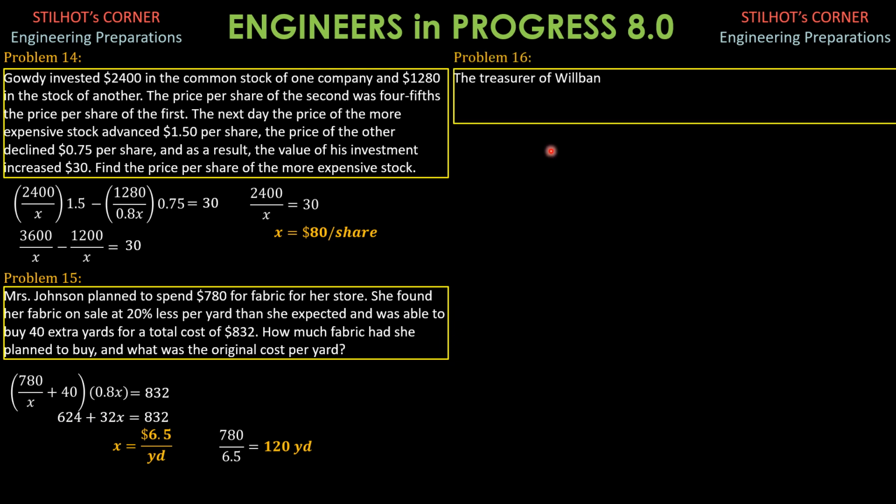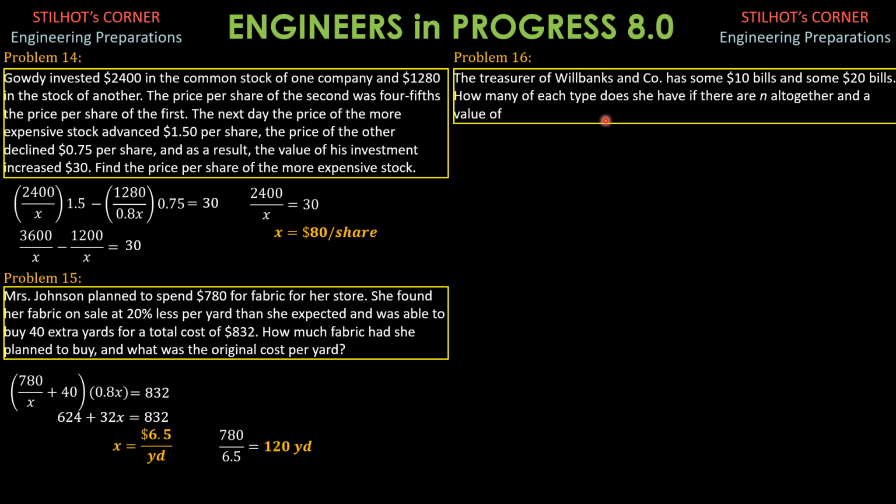Problem 16. The treasurer of Wilbanks and Company has some $10 bills and some $20 bills. How many of each type does she have if there are N altogether and a value of V? So 10 times the number of $10 bills, call that X, plus 20 times the quantity. The total number is N, so the number of $20 bills would be N minus X. Then we equate it to V.